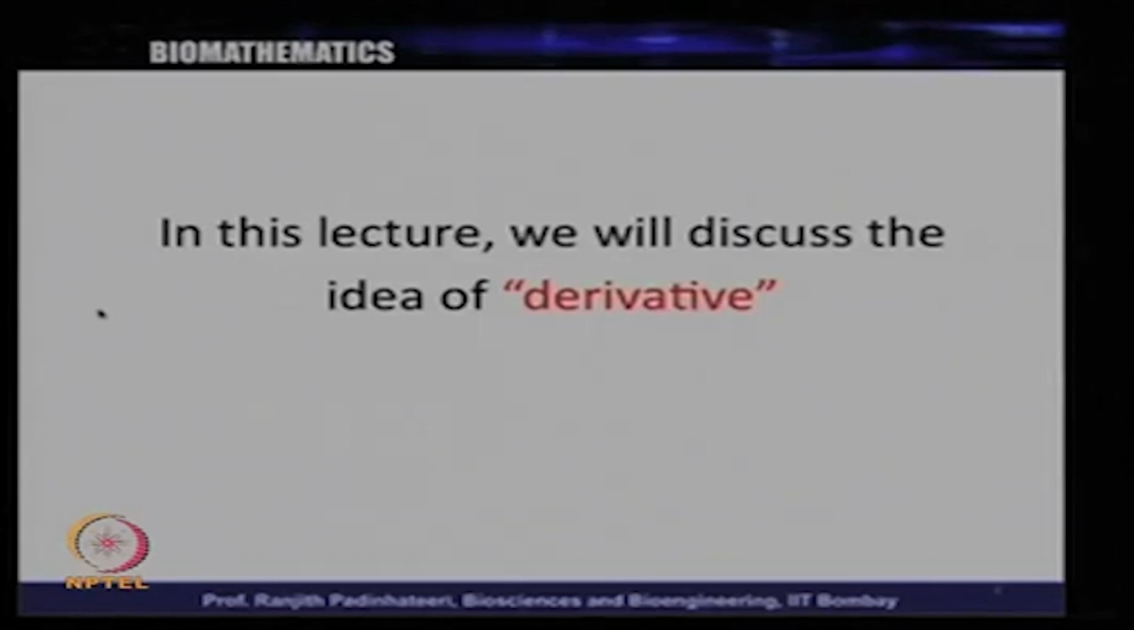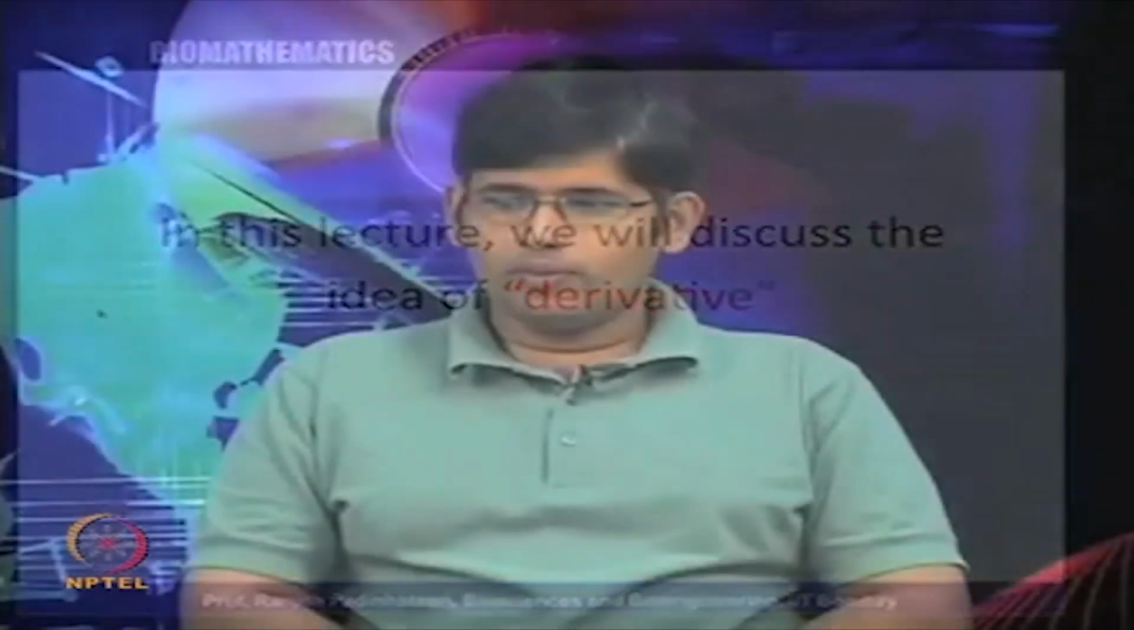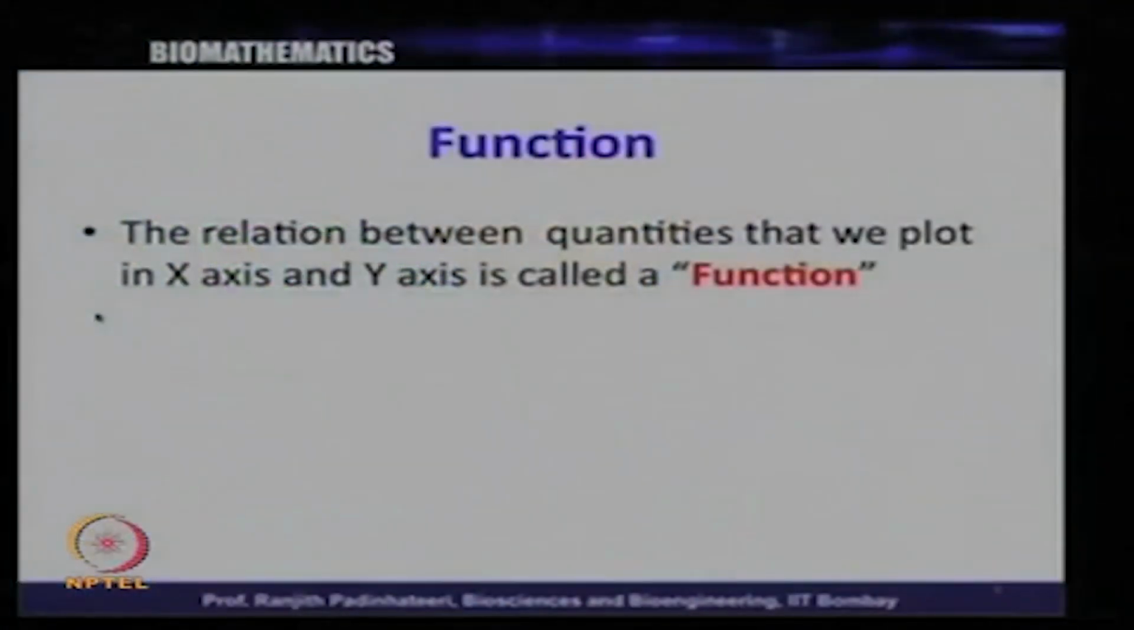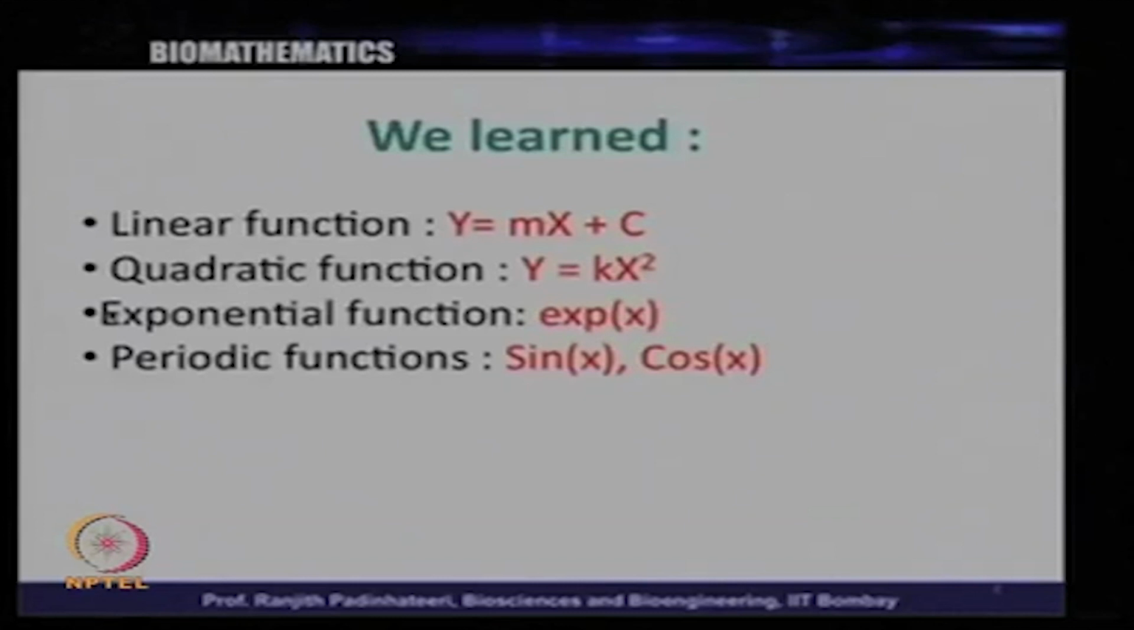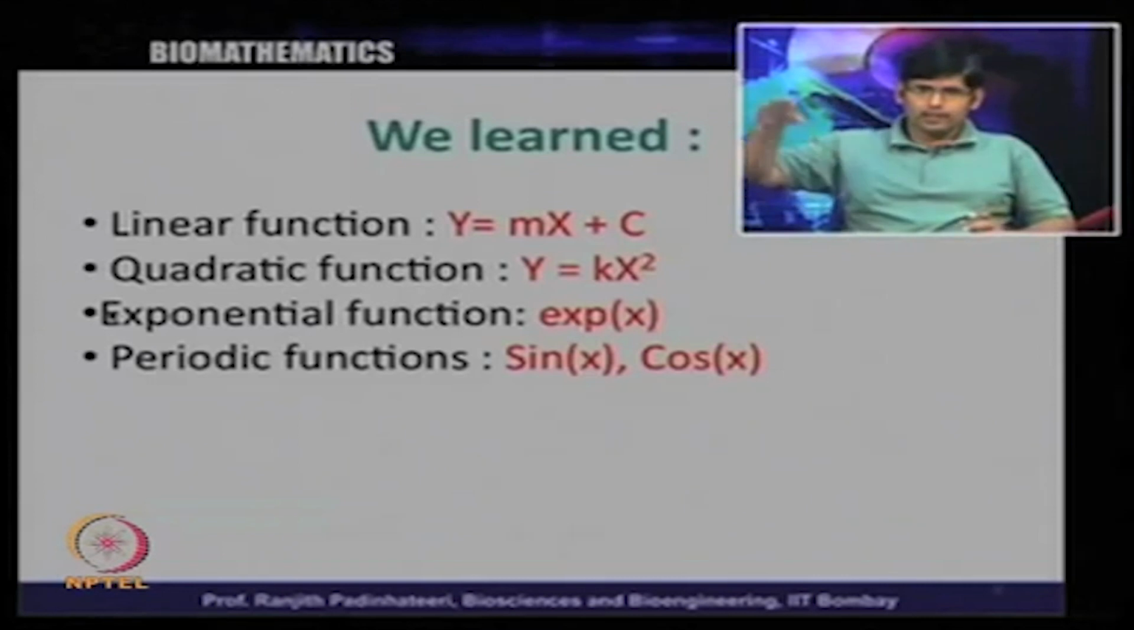So, we have seen many functions like y equal to x, y equal to x square, y equal to x cube and all that. And we also said that function is nothing but a relation between y and x. So, that is what we define as function, and we saw many functions like y equal to mx plus c, which was a straight line, y is equal to kx square, which was a quadratic function, which was a slope like function, y is equal to e power x, exponential function, y is equal to sin x and cos x, which are periodic functions which repeat.